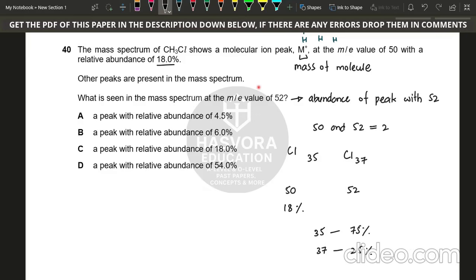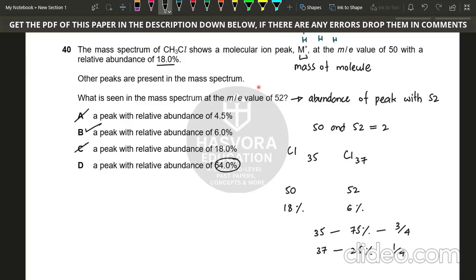So now you can just simply work this out. This is the 3/4 of a ratio and this is the 1/4 of a ratio. So if 3/4 of the ratio is 18, what will be the 1/4 of the ratio? It will be 6%. So let's see what statements actually agree with us. A peak with the relative abundance of 4.5, this is incorrect. A peak with the relative abundance of 6%, this is correct. And a peak with the relative abundance of 18%, this is incorrect as well. It cannot be the same. And then D says a peak with the relative abundance of 54%.